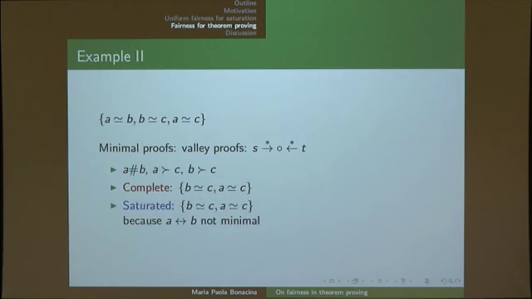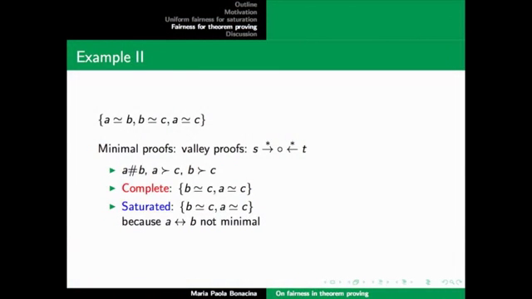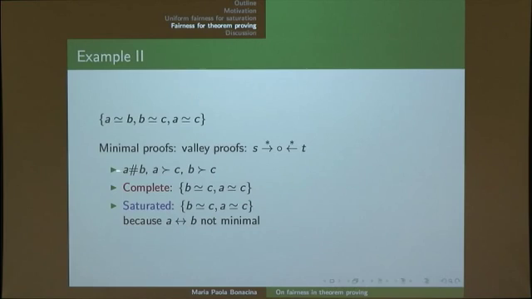Okay? Of course, the notion depends on the ordering, because if we take the same set, A equals B, B equals C, A equals C, and the same notion of valley proofs as minimal proofs, but A and B are not comparable, so this symbol means that neither A is greater than B, nor B is greater than A, nor A and B are equal. So they are not comparable. Now, saturated and complete coincide. Why? Because also the saturated presentation does not want to have A equals B anymore, since A and B are not comparable, the proof of A equals B by the equation A equals B is this, with no orientation between A and B, since they are incomparable. And this proof is not minimal with respect to that definition.